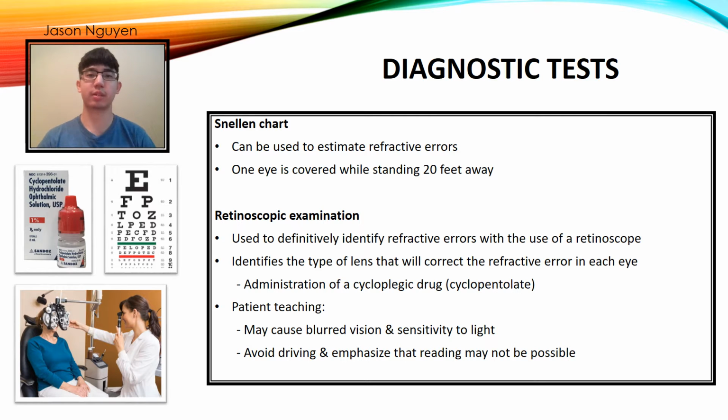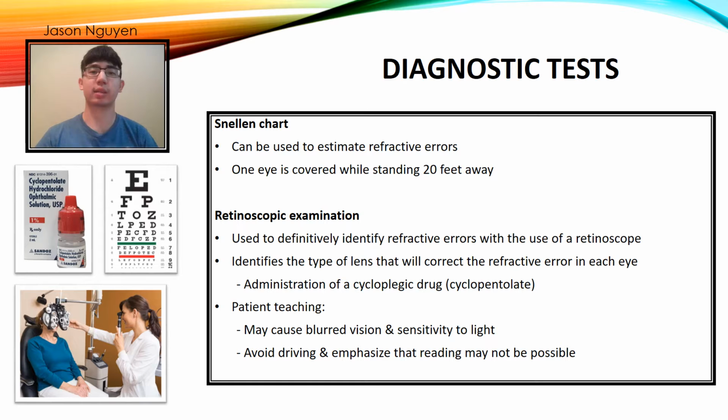During an examination with the Snellen chart, the patient is standing 20 feet away and is instructed to read out the letters on the chart, beginning at the top and moving towards the bottom with one eye covered. The smallest row of letters that the patient reads accurately can determine the visual acuity in the uncovered eye.